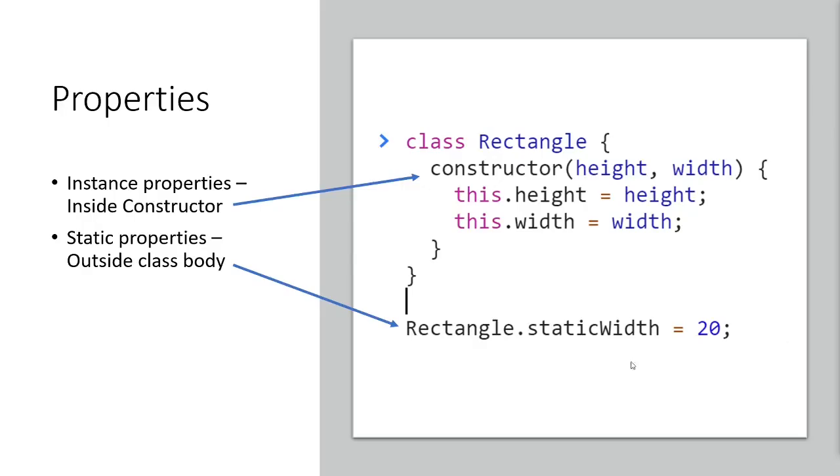Alright guys, so in a class, whenever we create properties, they should go inside the constructor only. We cannot write any properties outside of the constructor as of now. And also, if we create a static property, then we have to write it outside of the class. Like here we have created a Rectangle class that contains two properties, height and width, and then there is a static property that we have written outside of this particular class. Rectangle.staticWidth, this is the static property that we can give a value to outside of the class.